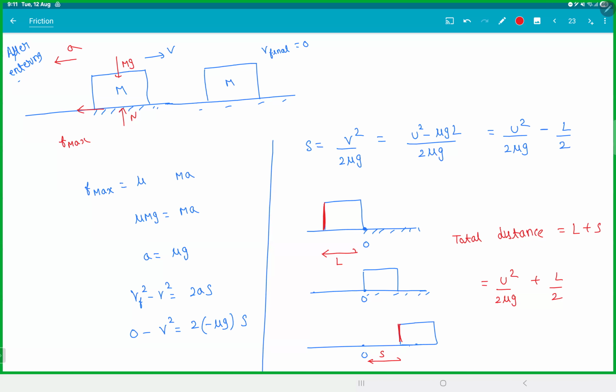So you have to split the problem into two parts. While entering, A is changing. After entering, A is constant. The problem becomes regular. And while entering, it's messed up because as you're entering, more and more area is coming in contact. Again, the problem is that mu is not changing because of the area. It is changing because of the normal reaction. So you're traveling L on a smooth side and S on the rough side. So total will be L plus S. Any doubts on this?